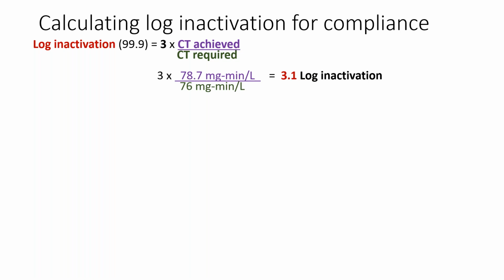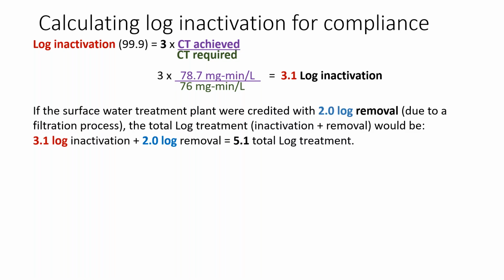So as an example here of the equation we just did, we achieved 78.7 and we were required to achieve 76. So 78.7 divided by 76 and then times 3 gives us about a 3.1 log inactivation. Now remember, we may also have credits that we can use from the plant's removal processes. So for example, a plant might have a credit for 2 log removal. So the total treatment in this case, we'd have 3.1 log inactivation plus the 2 log removal. So we would have had a 5.1 total log treatment.